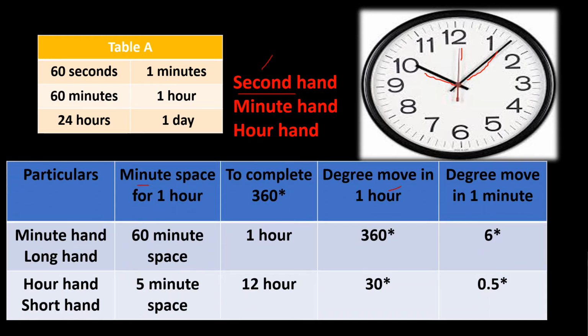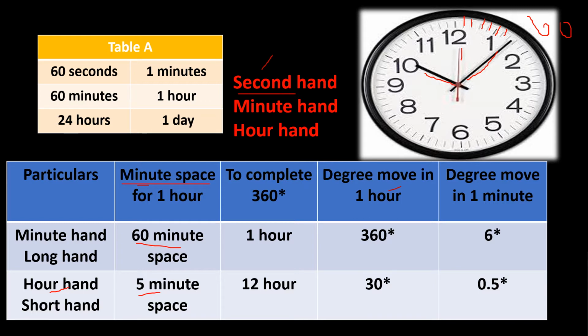Before getting into this table, I will explain what is meant by minute space. The clock is divided into 60 equal parts, and that is called a minute space. I am highlighting here: all these are separate minute spaces. So in 1 hour, the minute hand will cover 60 minute spaces. In 1 hour, the hour hand will cover 5 minute spaces.